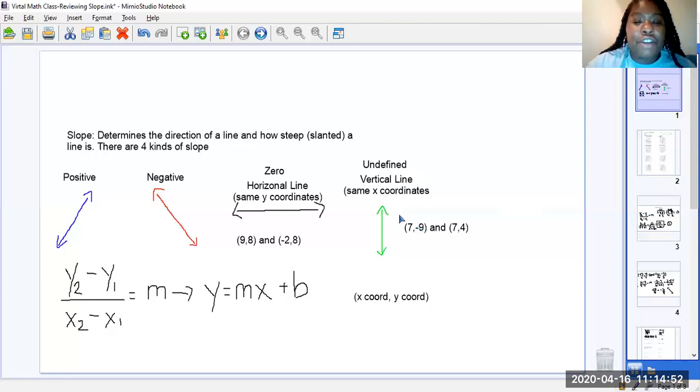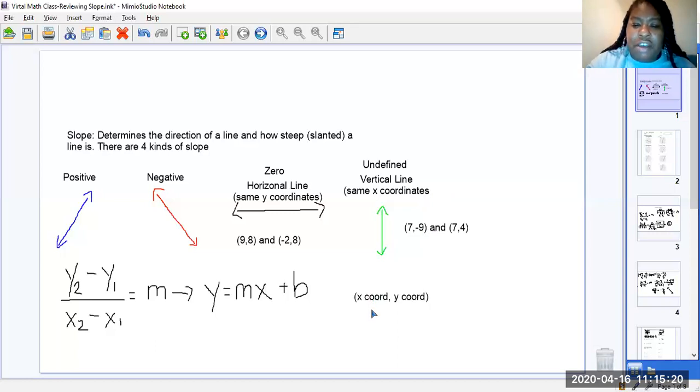Keep in mind that when you have a vertical line, you have an undefined slope, and that means you'll have the same x coordinates. Your same x coordinates, which is 7 here and 7 here, would be the same. They can both be negative or they can both be positive. One can't be negative and the other positive. They both have to be the same, like identical twins.